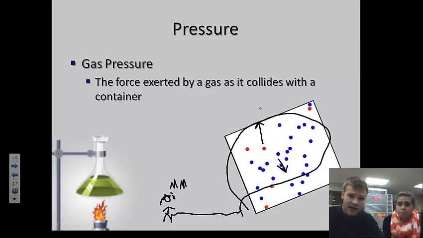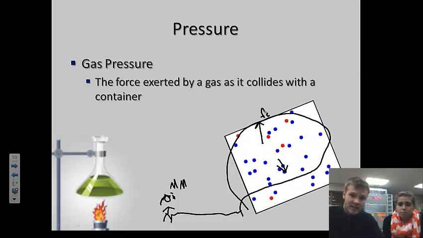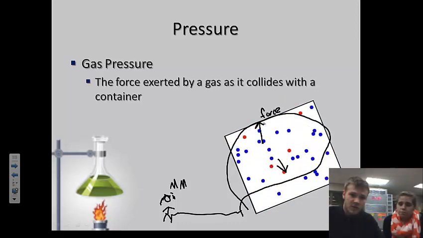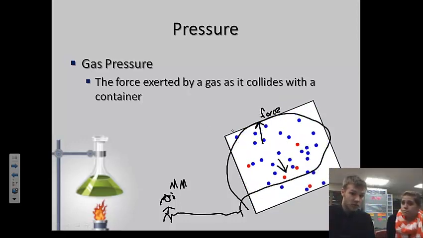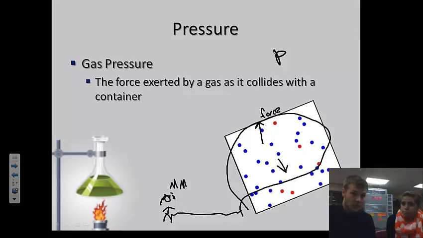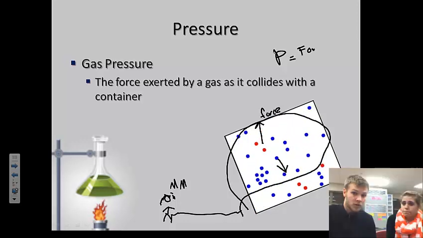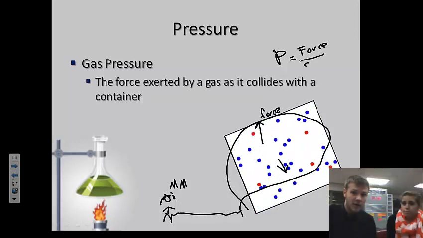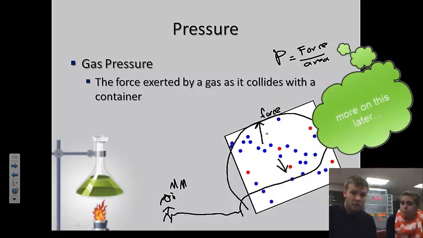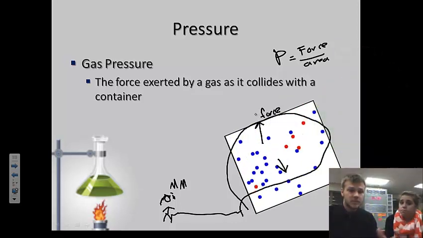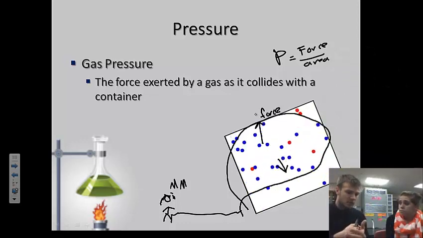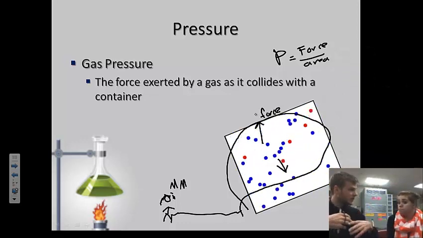And when they hit the inside of the balloon, it delivers a force to the inside of the balloon. So that force, since it's hitting over a certain area, you'll learn this, pressure is equal to force over area. We've got force, we've got the surface area of the balloon, that creates a pressure. So the more gas molecules that collide with the balloon, the higher the pressure.